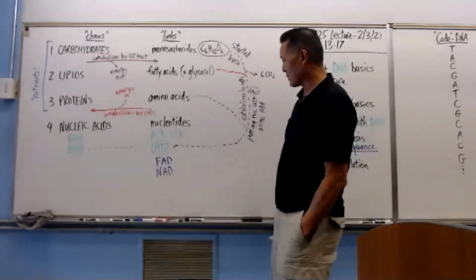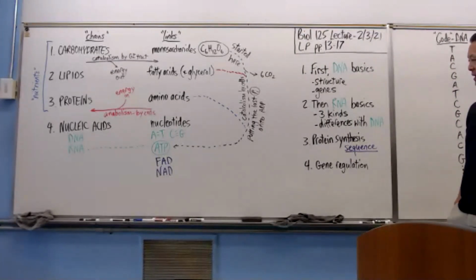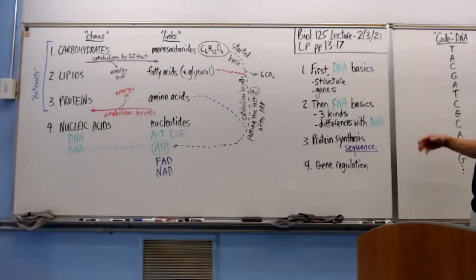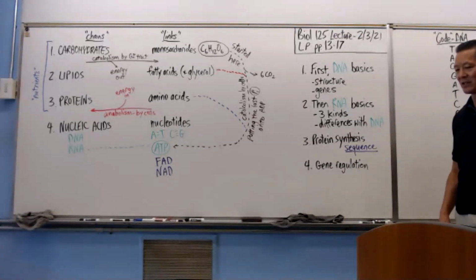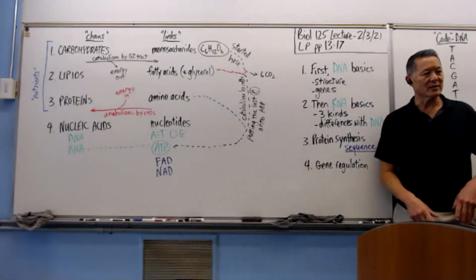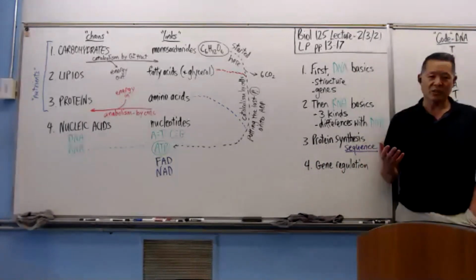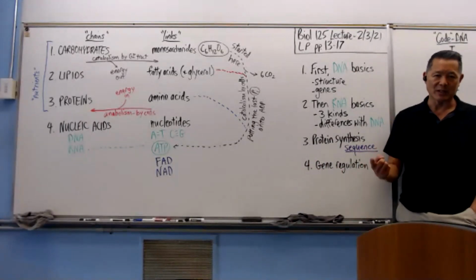We're going to talk about DNA basics first, the structure of DNA and what genes are. Then we have to cover RNA basics, and there's 3 different kinds. And then we're going to work through the sequence of protein synthesis. Now, this is the bare minimum of protein synthesis. I'm only going to cover the construction of primary protein structure.